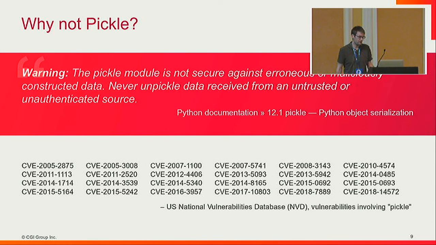And over the last few years, there have been at least 24 vulnerabilities from using Pickle from untrusted sources. And these are largely high or severe severity because of the easiness of getting arbitrary code execution.